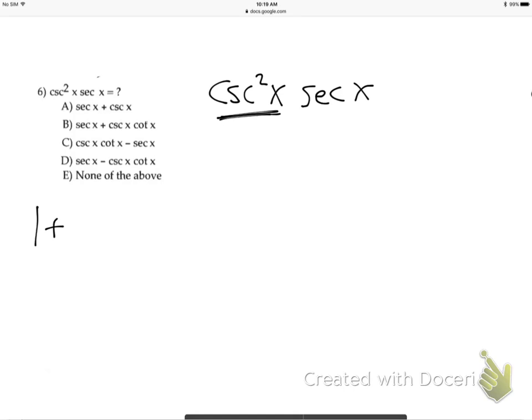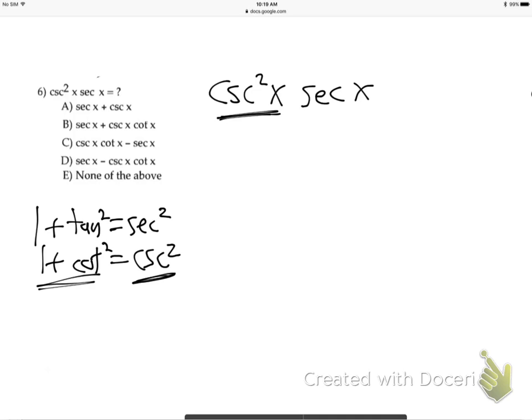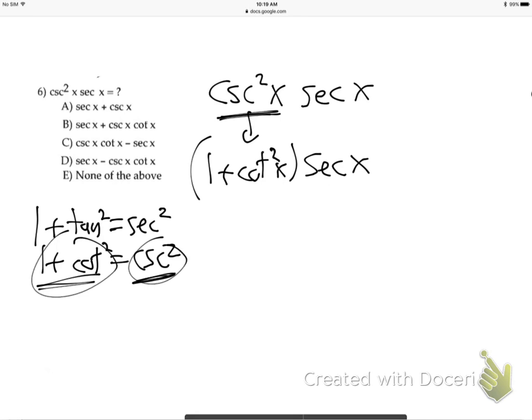Yeah, what Chinu's saying. Remember 1 plus tan squared is secant squared. You have that in your 3 by 5 card. And 1 plus cotan squared is cosecant squared. So I can replace cosecant squared with 1 plus cotan squared. So this becomes 1 plus cotan squared. Everybody good to there? Right? Cosecant squared is 1 plus cotan squared. Good so far.